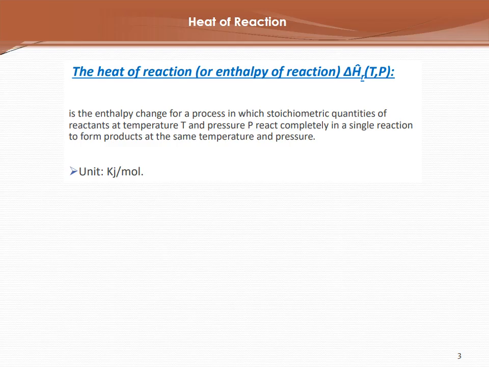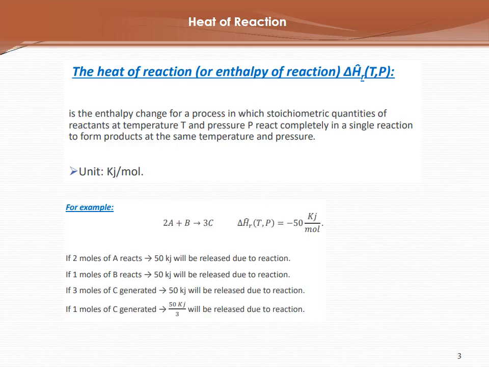Now, the unit of heat of reaction is represented in kilojoules per mole. Let's try to see what it actually means. Let's take this reaction where 2 moles of A and 1 mole of B react to give 3 moles of C, and we see the heat of reaction at a certain temperature and pressure is negative 50 kilojoules per mole. This negative value indicates that this is an exothermic reaction. That is, heat is released during this reaction, and if the number was positive, it means heat is absorbed.